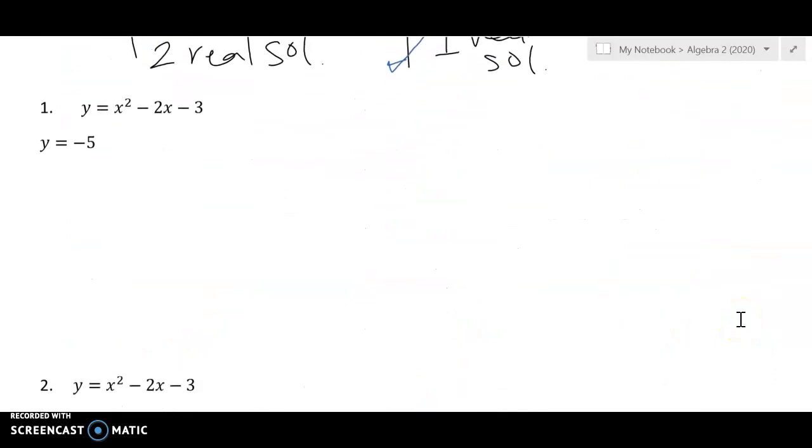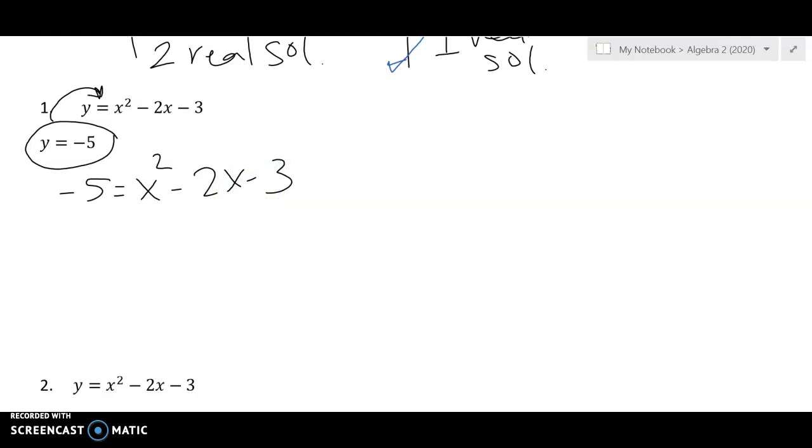Number one, you have two equations. We're going to use them. This first one at the bottom says y equals -5. So I'm going to take that information and substitute it in for y. When I do that, I have -5 equals x squared minus 2x minus 3. All I did is substitute it in. Then I'm going to set this equal to 0. I'm going to move that 5 to the other side by adding it over. That'll be x squared minus 2x plus 2 equals 0.